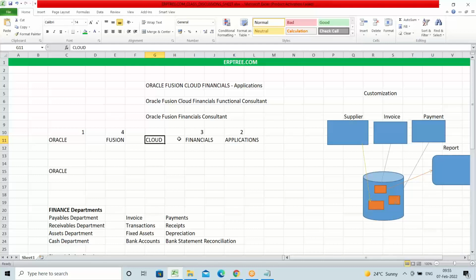Will it be possible to download them? You can download those recordings also.